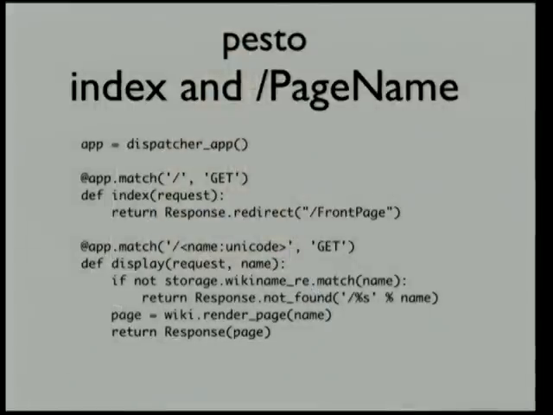Okay, so the next one I looked at was Pesto. We're at number 8 of 10, so we're getting there. Pesto is kind of like Flask, but a little bit more explicit. So basically you're creating your application and you've got your routing specifying the pattern and the request method. And in the pattern, you have to specify the type of the thing that's being pulled out of the URL as well. If you don't specify a type, there's no default. Dispatcher, app and response, they're all imported from Pesto.